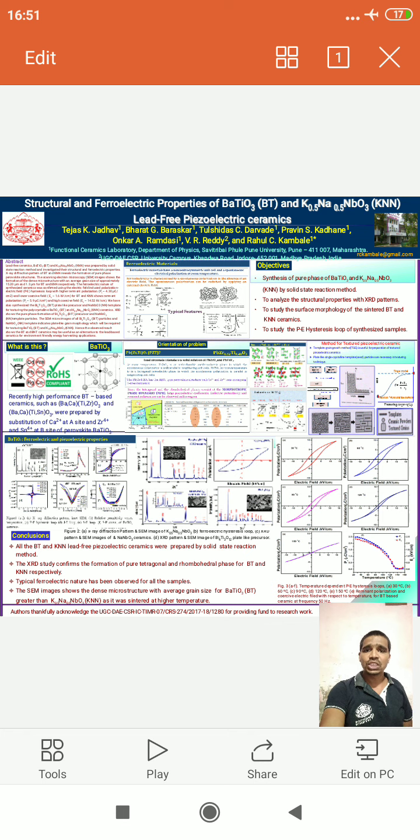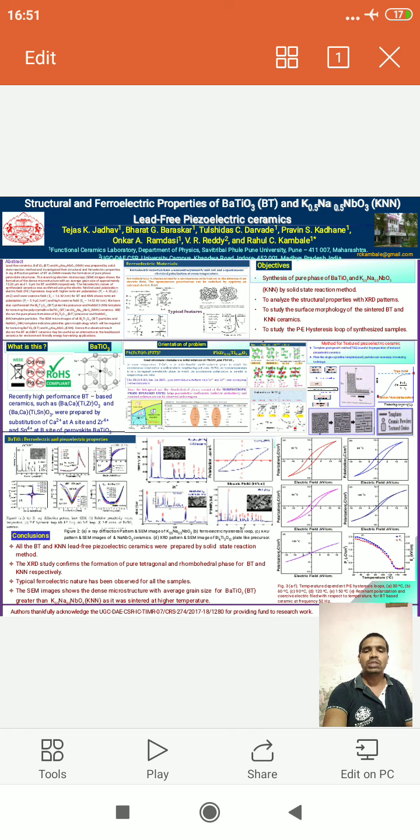Today my poster presentation topic is structural and ferroelectric properties of BaTiO3 and K0.5Na0.5NbO3 lead-free piezoelectric ceramics. First, the ferroelectric material. Ferroelectric materials are those materials which show spontaneous polarization, and this polarization is reversible under the application of an electric field.